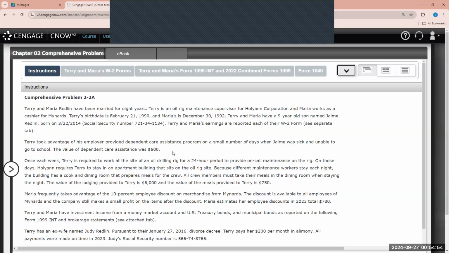So this is essentially when an employer provides you with dependent care assistance. If you do not use the amount that was given to you, then a portion of it would be taxable.